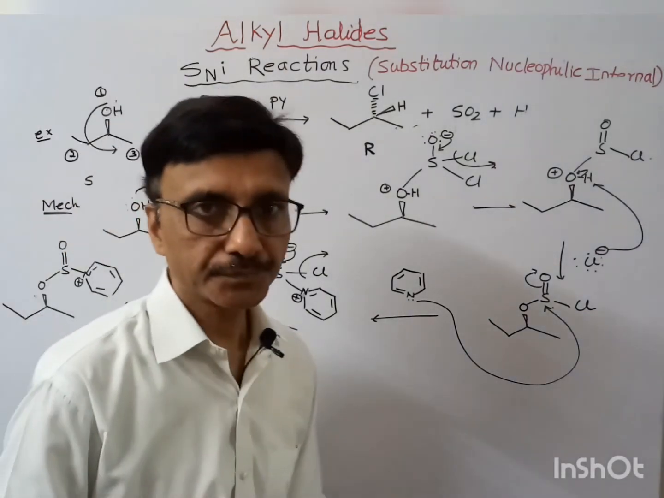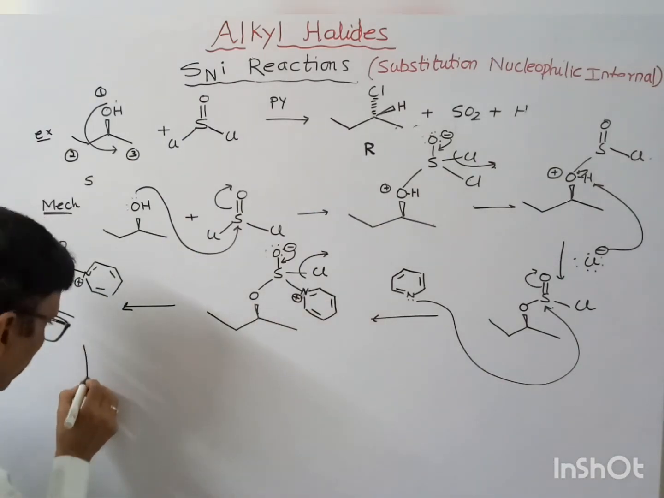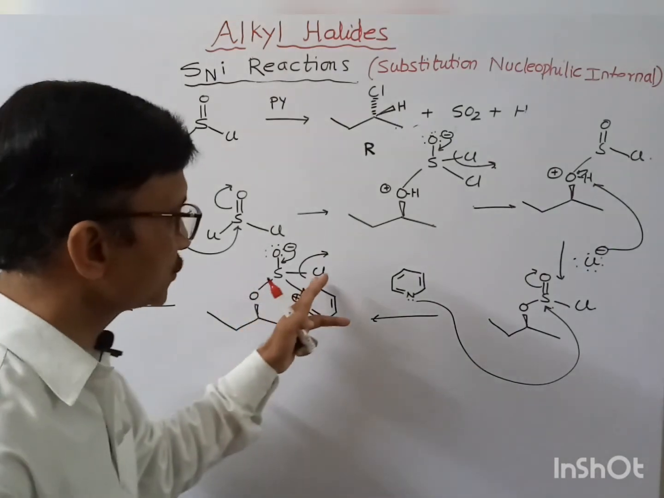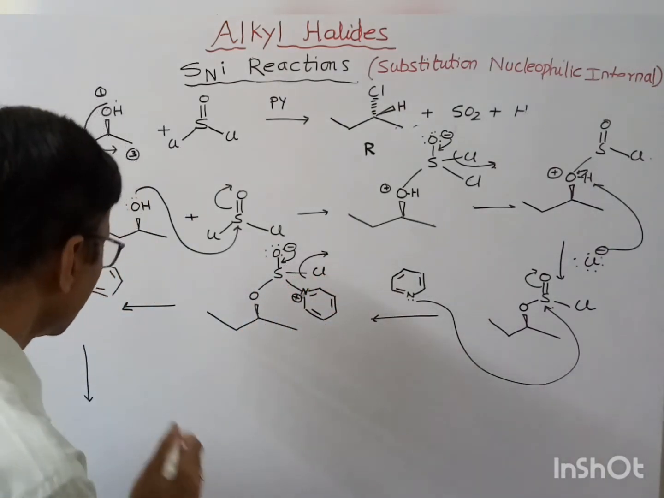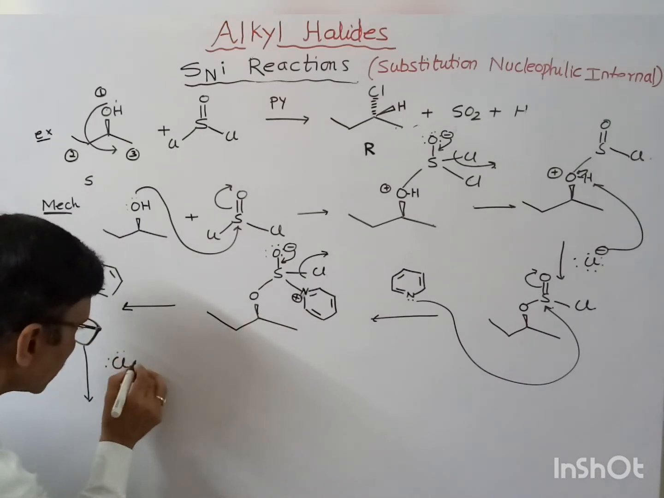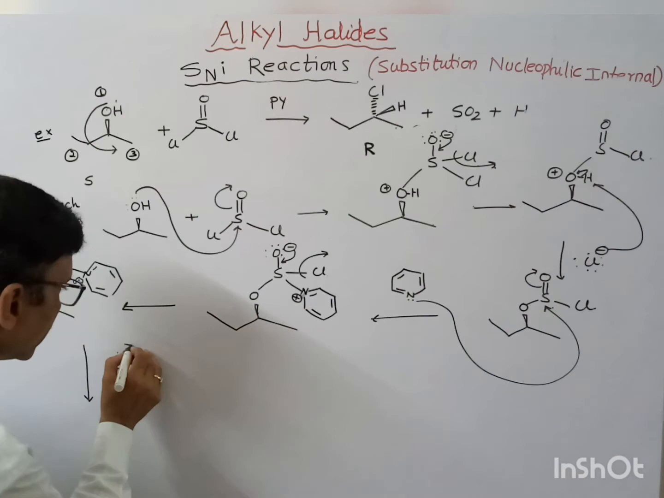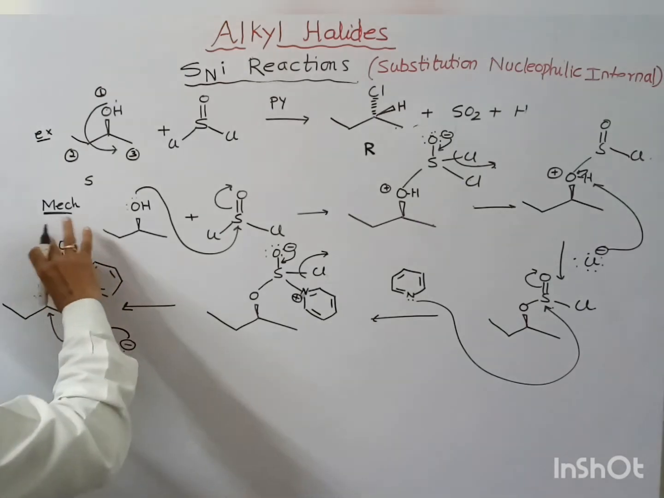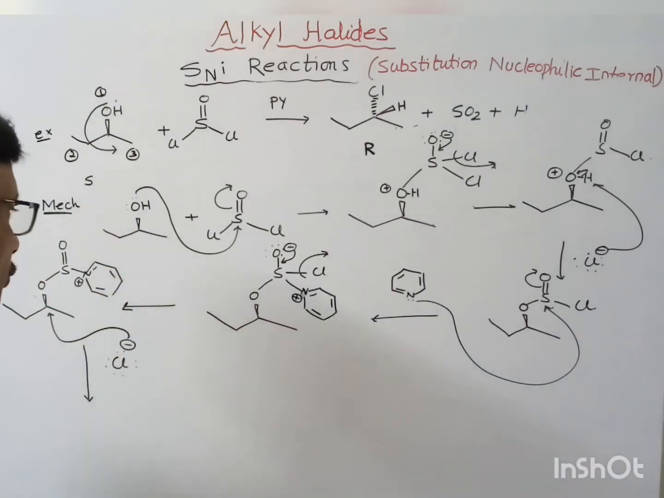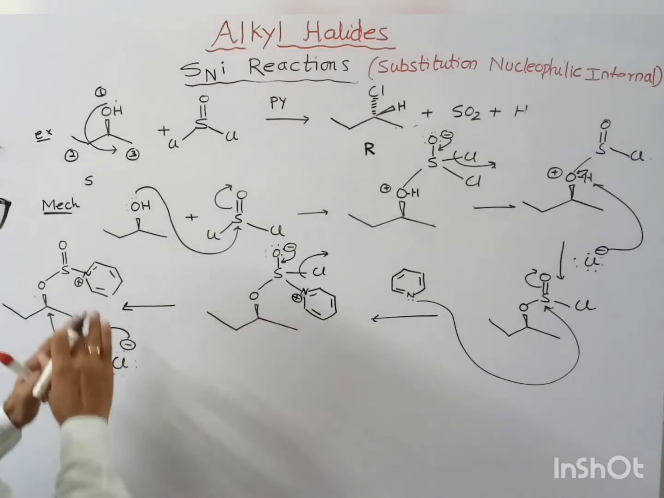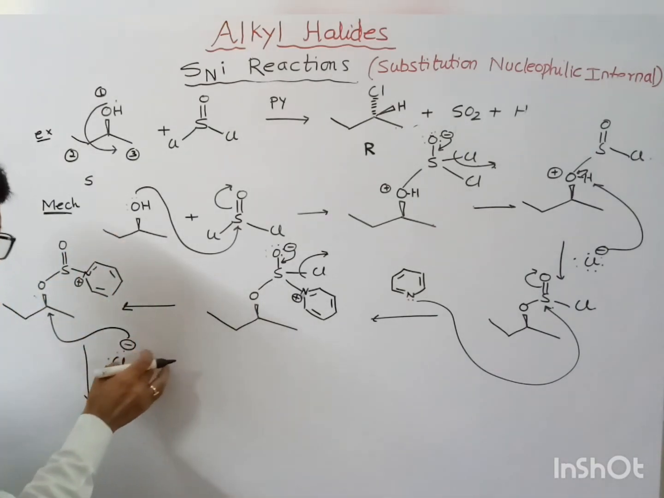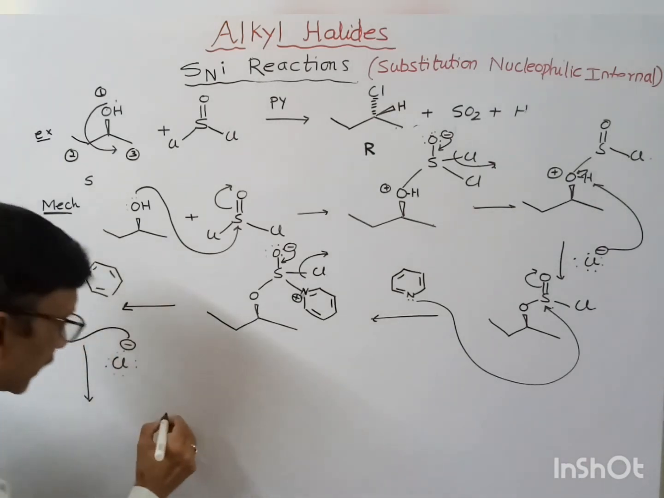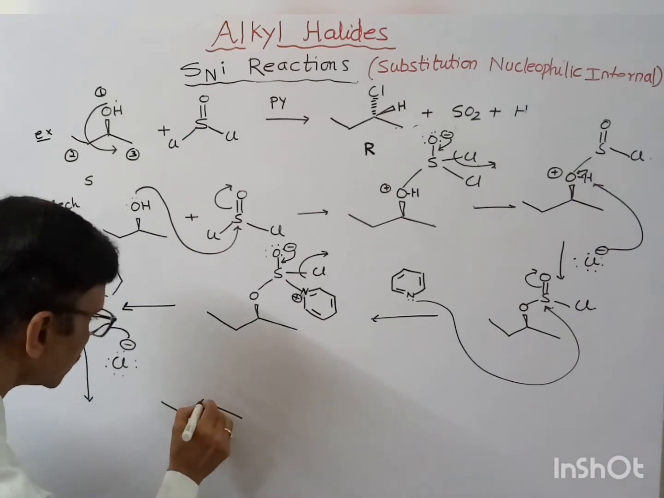Okay, now what will happen? We have the chloride ion which is free here. In the next step, this chloride ion will act as a nucleophile, and it will attack from the back side. Why? Because here this group has now become a bulky group due to the presence of this pyridine over here. This is the bulky one. That's why this chloride ion cannot attack from the same side. So it will attack from the back side, and we will get the inversion product.